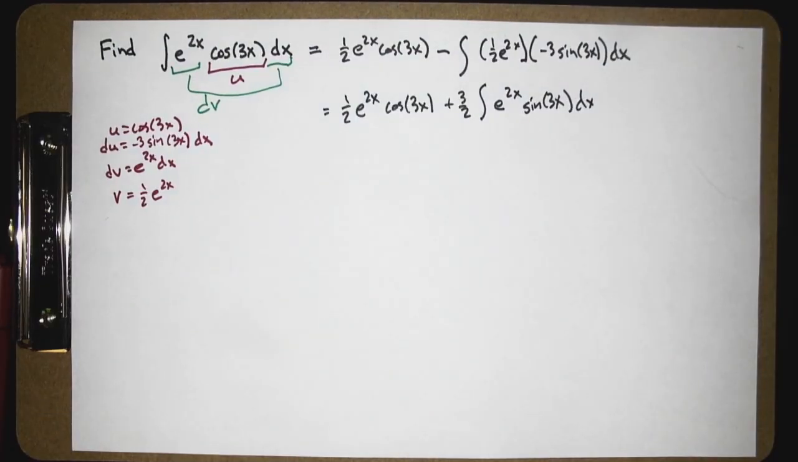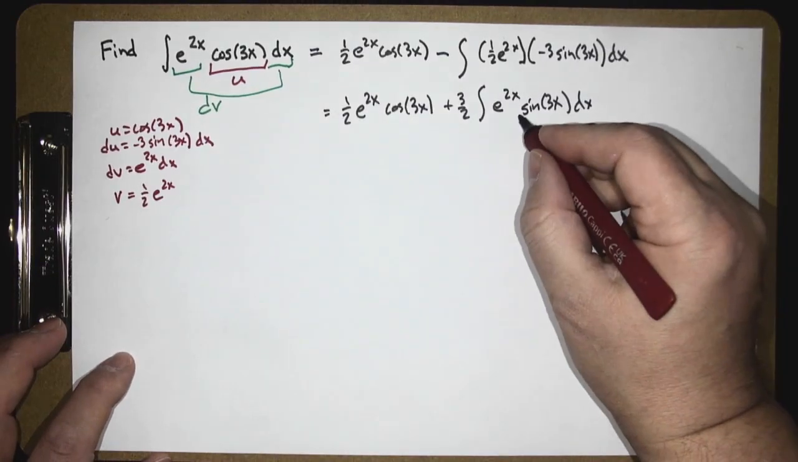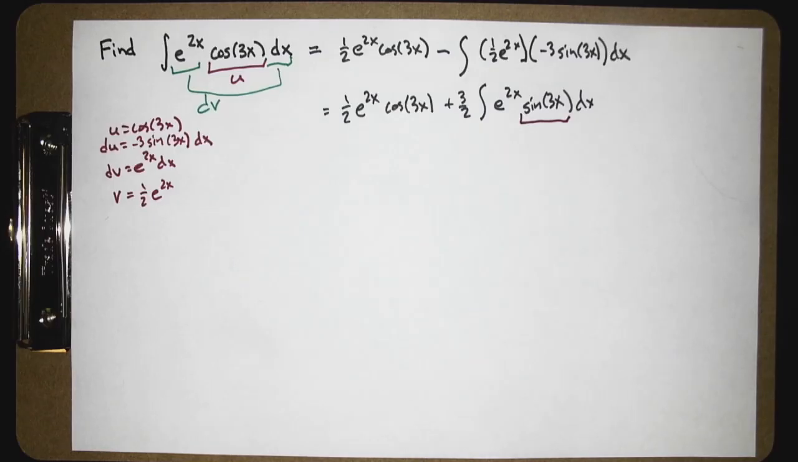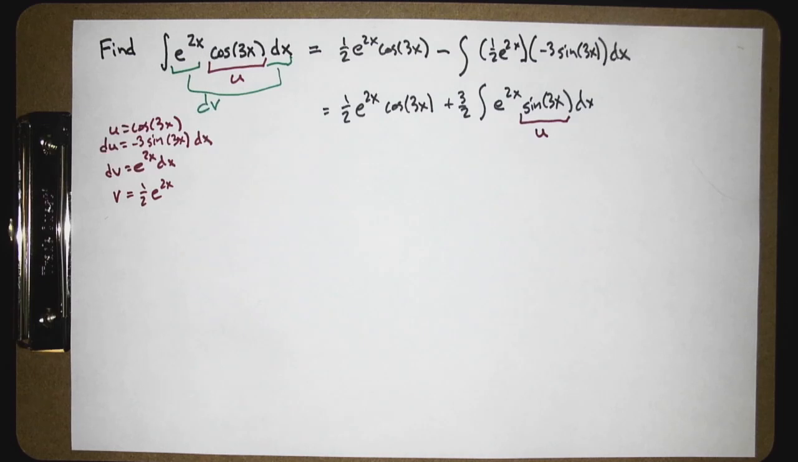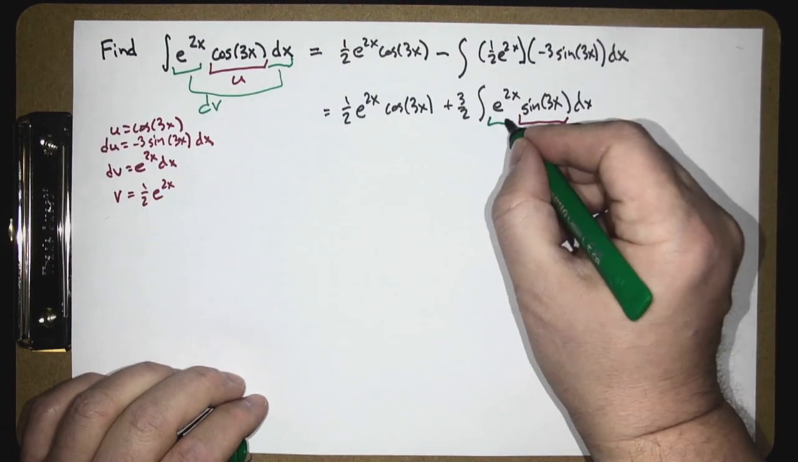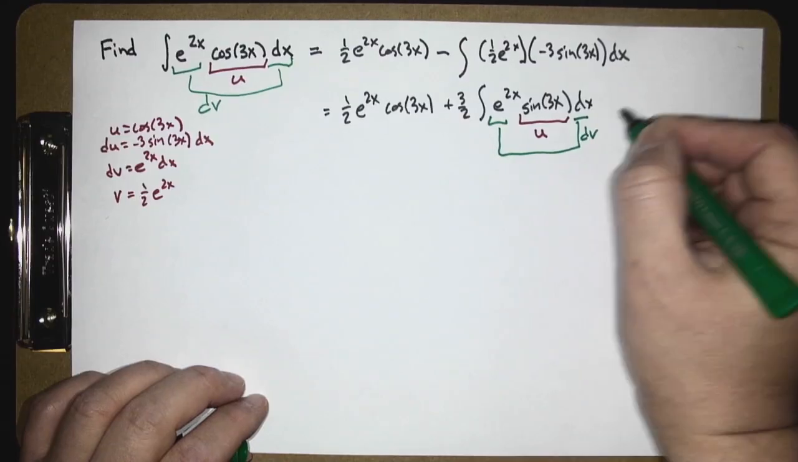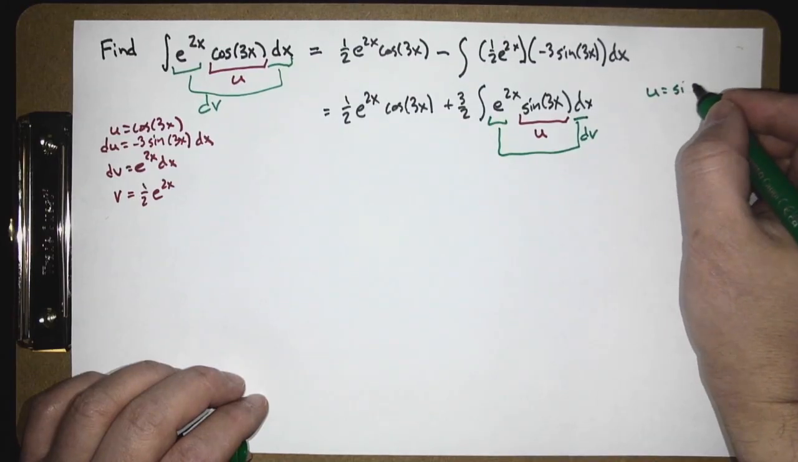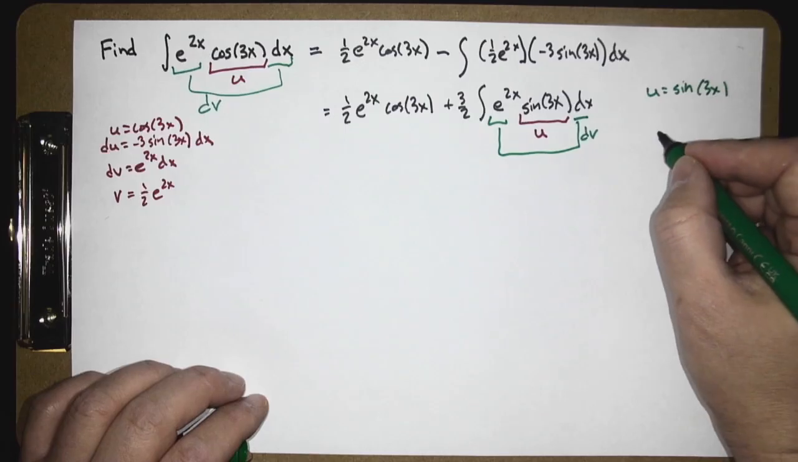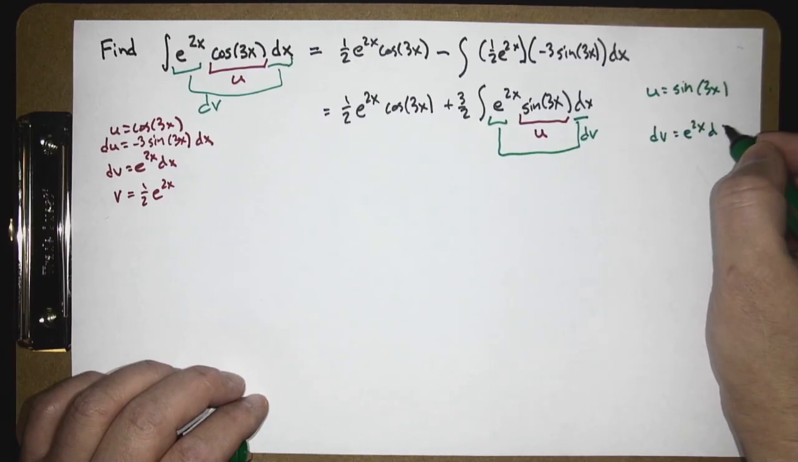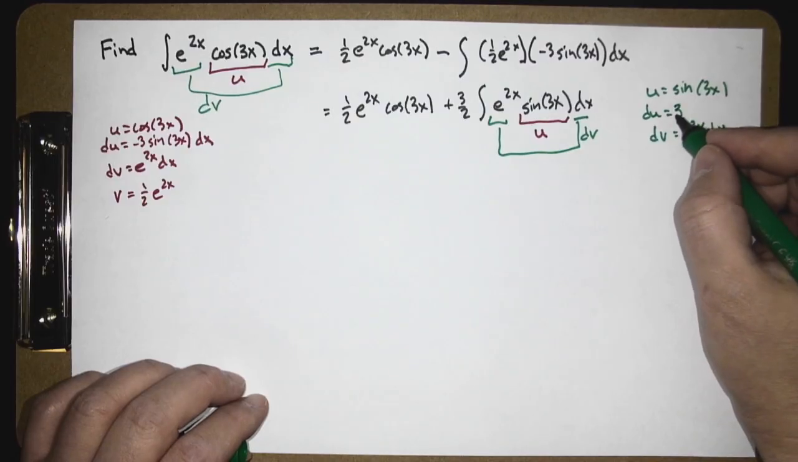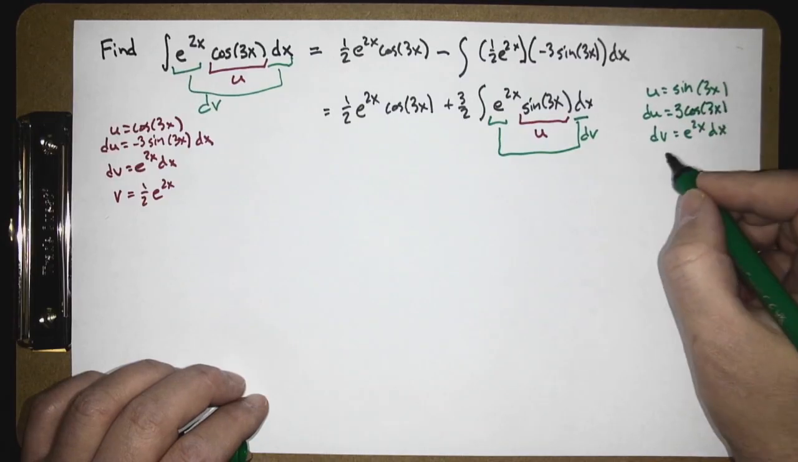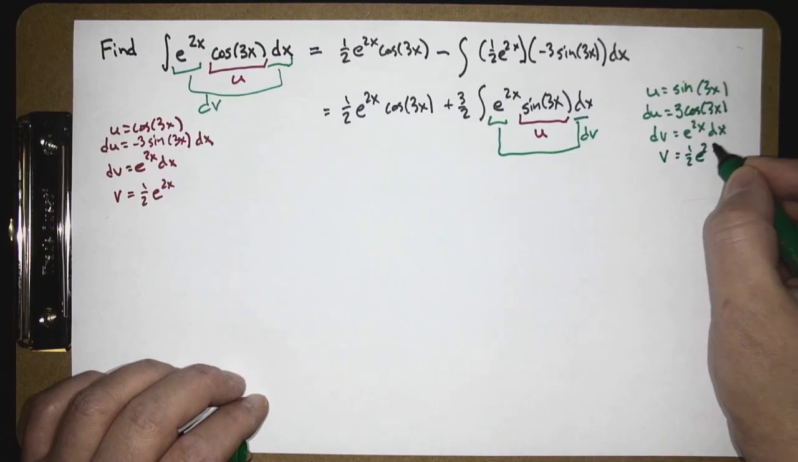All right, now we repeat our game. What's going to be our u? Yeah, we don't have a choice. We've got to be consistent. We chose our u to be the trig part. It's got to stay the trig part. And so then our dv is our e to the 2x dx. So we say, all right, great. Now make some notes. U equals sine of 3x. dv is e to the 2x dx. What's the derivative of sine 3x? 3 cosine 3x. The antiderivative of e to the 2x? 1/2 e to the 2x.